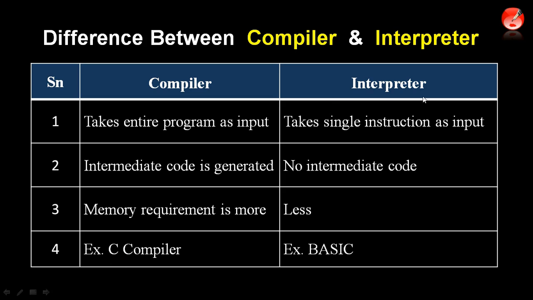Whereas interpreter converts the high-level language line by line. So it does not need any intermediate code and needs very less memory space. Example of interpreter is basic language interpreter.